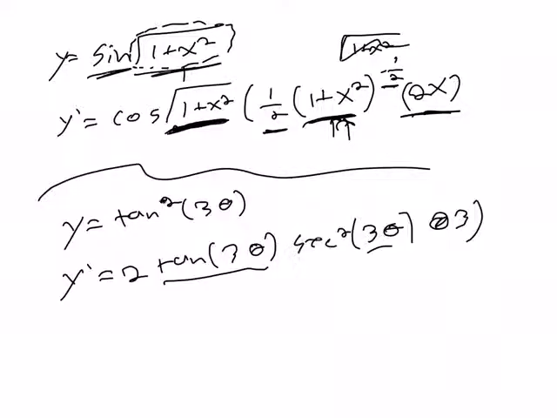The 2 drops down here. We get 2 minus 1 over here, which is 1. Then we're taking the derivative of tangent, which we get secant squared, keeping this thing inside. Then we take the derivative of the thing inside, and we get 3.